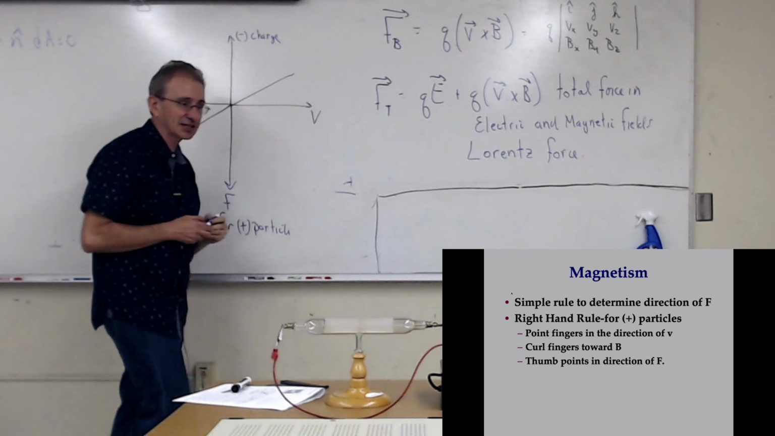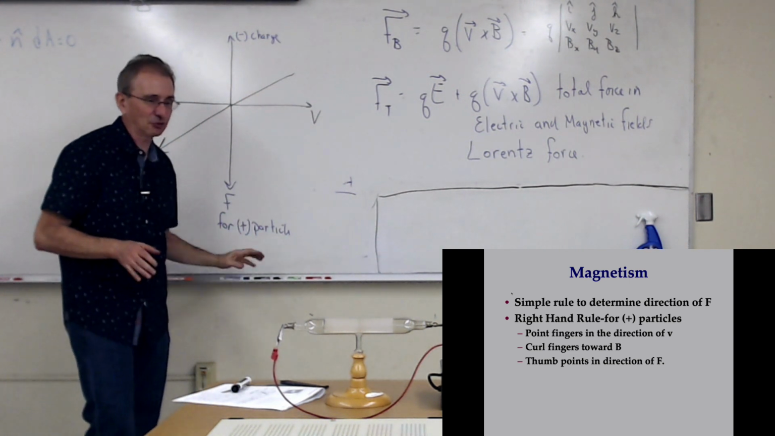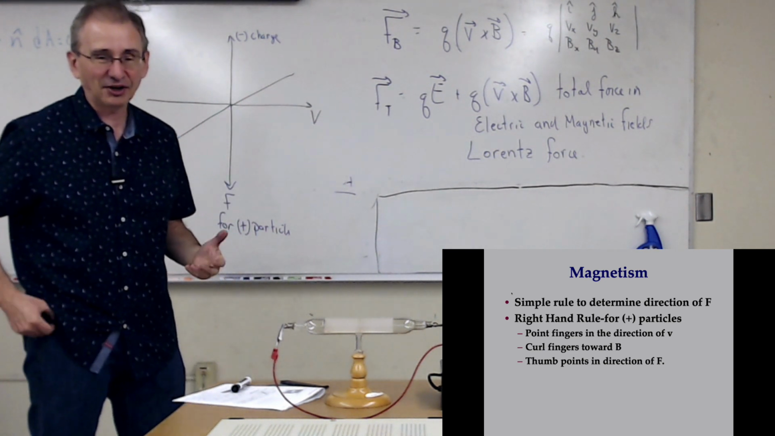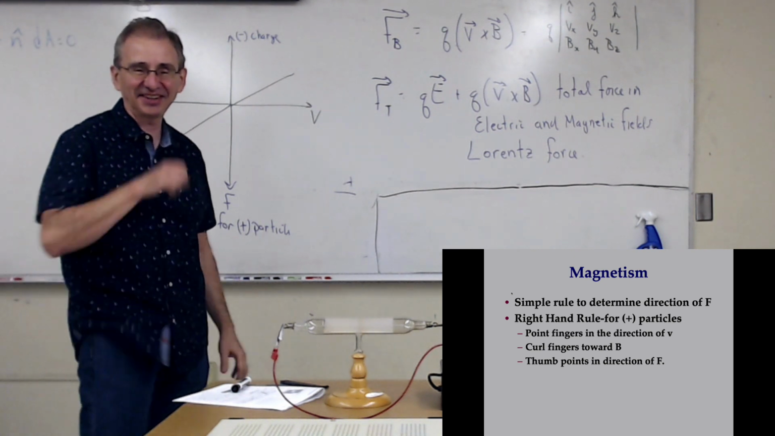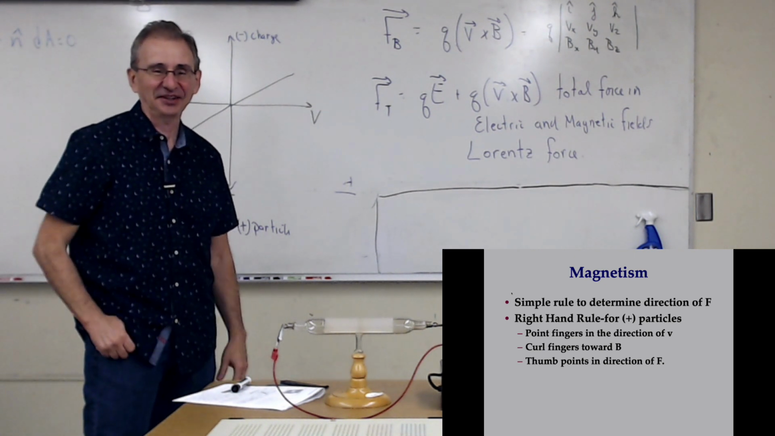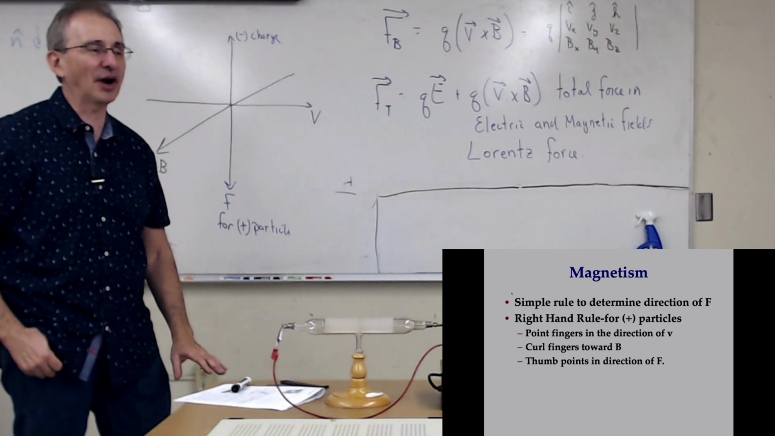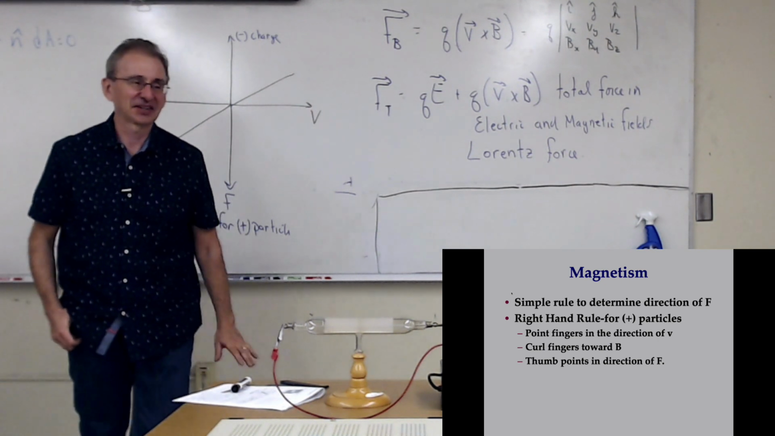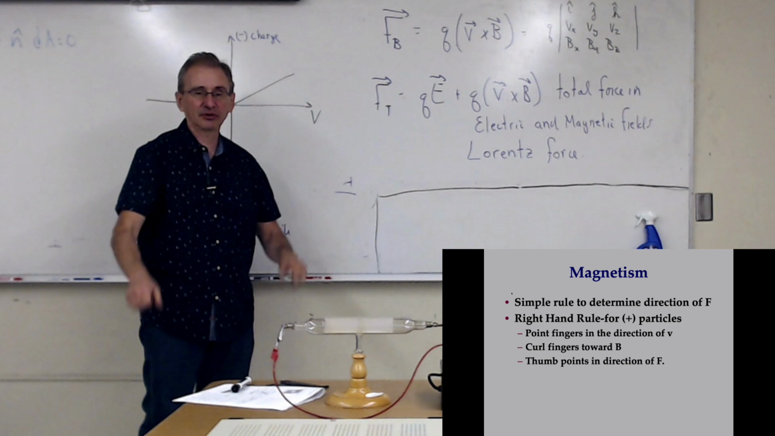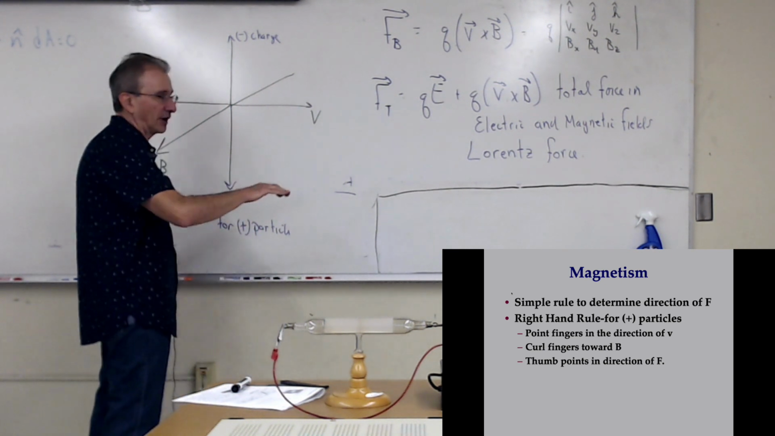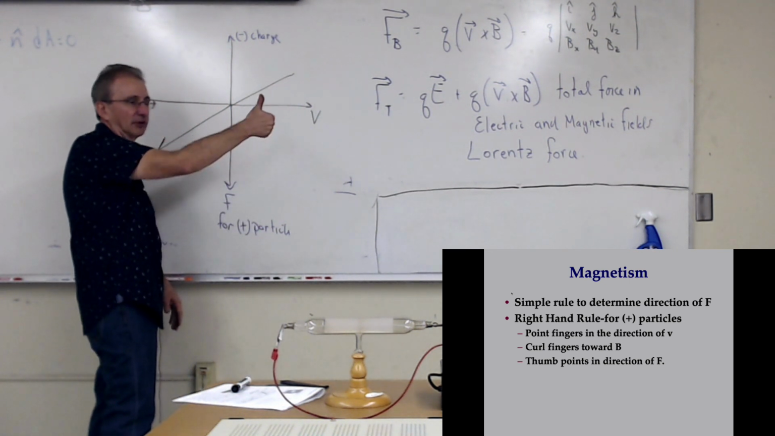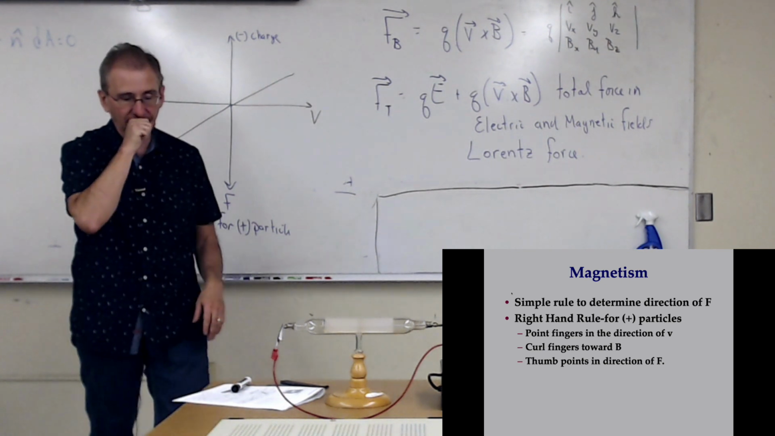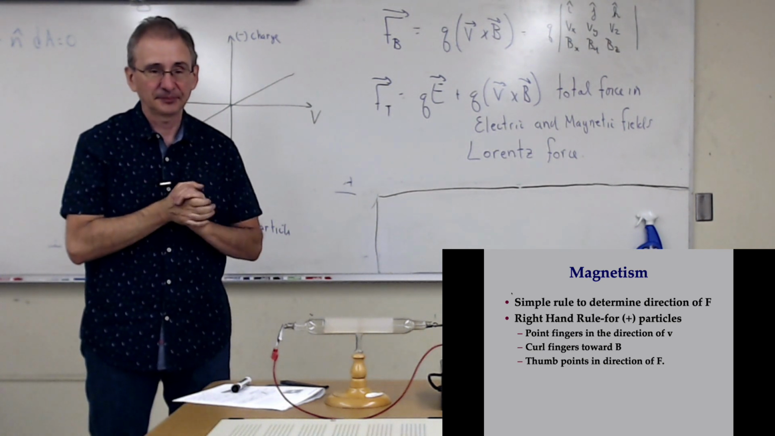And I don't want to say this, I shouldn't say this, but I will. For an electron, you want to use the left hand. But we avoid the left-hand rule, okay? Because then it gets confusing. So all you have to do for a negative charge is apply the right-hand rule and then flip the vector over. Does that make sense? Yeah. Okay.